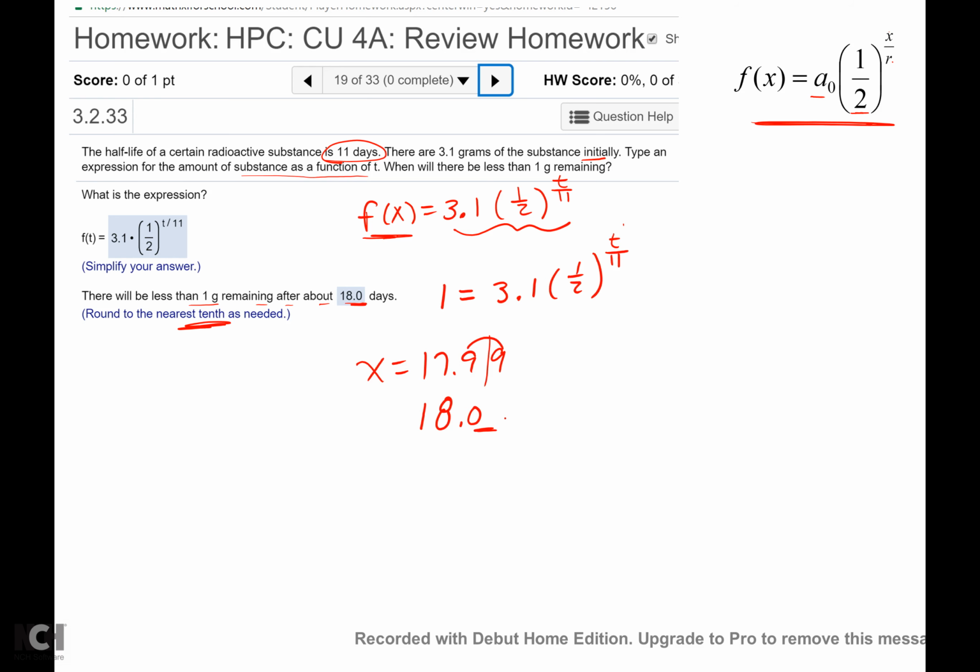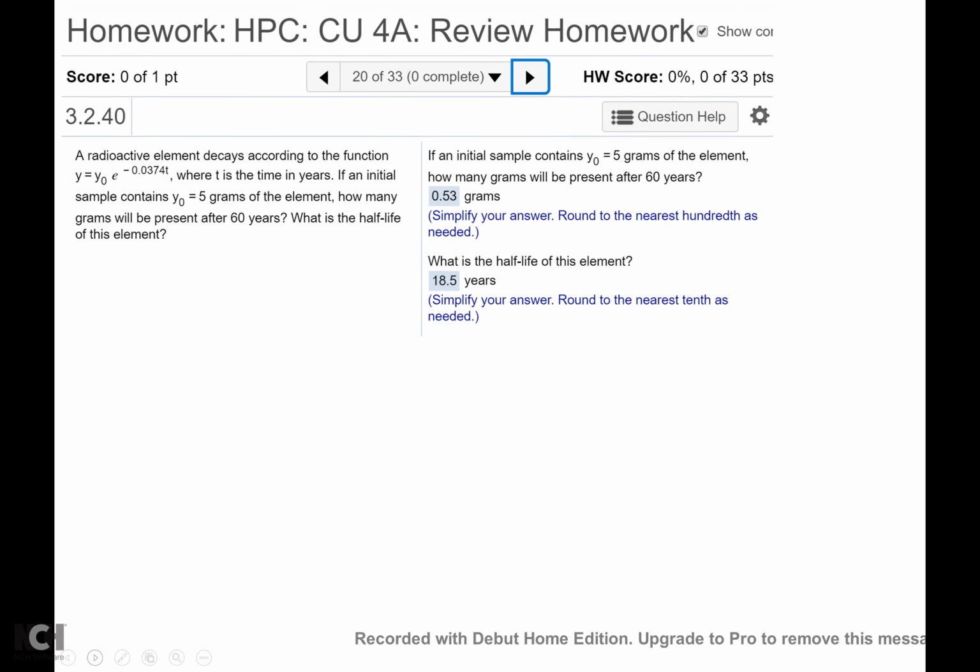Okay? All right, it says a radioactive element decays according to the function y equals y sub naught e to the negative 0.0374t, where t is time in years. If an initial sample contains 5 grams, so they're telling you y sub naught is 5, how many grams will be present after 60 years, and what is the half-life of this element?